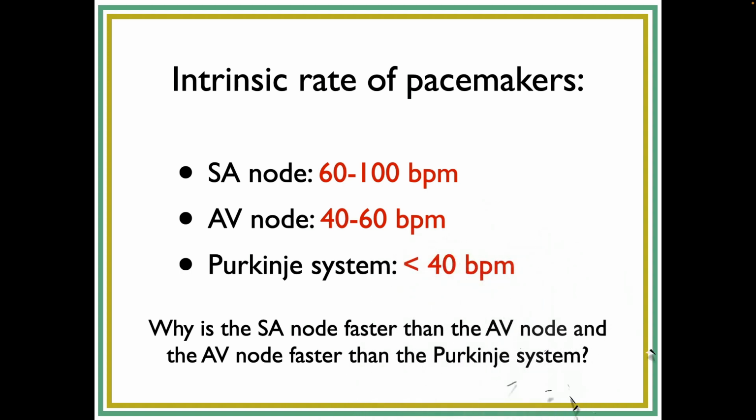A lot of times with a Purkinje system, you'll see 20 to 40. A lot of references will say 20 to 40, and that's fine, but it can actually go slower. So if you're asked what the rate is, 20 to 40 is a perfectly good answer. I think less than 40 is a little more accurate.